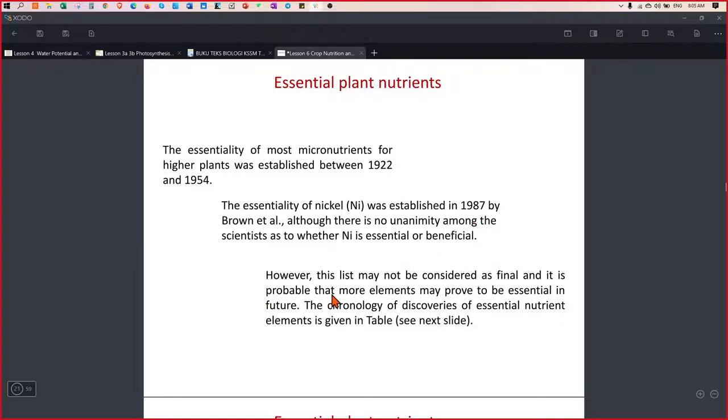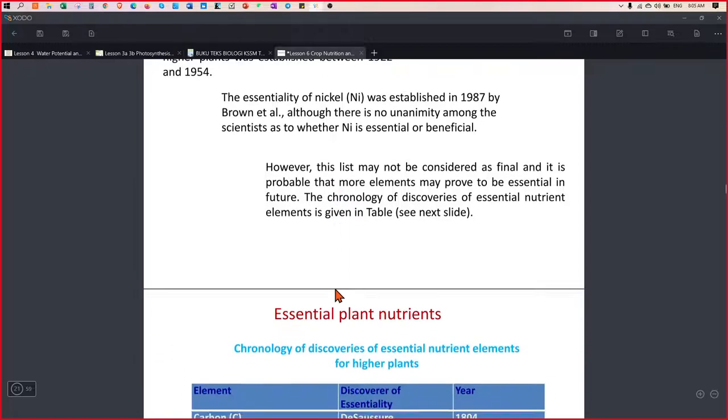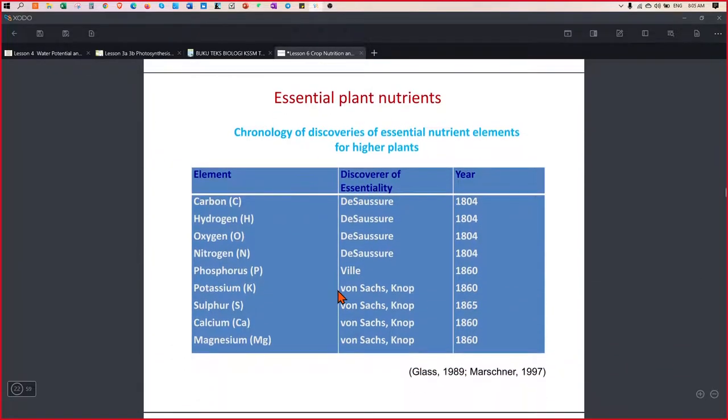It's not a very long time ago actually. It's only about 30 years ago, okay. And there's a chronology of how this was found. Scientists do not just one day decide, okay, from the periodic table of elements, 17 elements are needed for plant growth and reproduction. No, this is a continuous process. You can see from the chronology the element, and when scientists found its essentiality in plants.